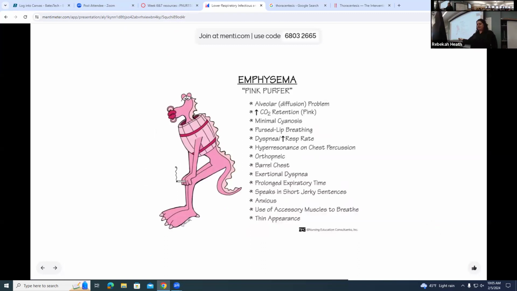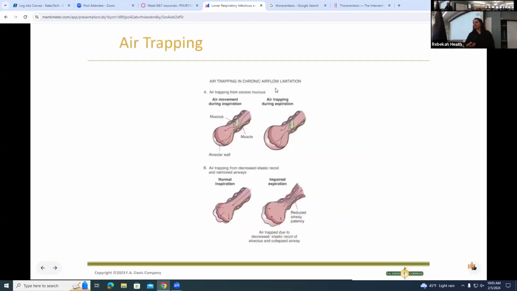Oh, here's my emphysema guy. I did put it in. Okay, double dose. Here's a little picture of the air trapping. You can have some of this mucus in there, and see how the mucus is almost like a valve. As they breathe in, it lets the air into the alveoli, but then that valve stops and clogs it up from leaving.